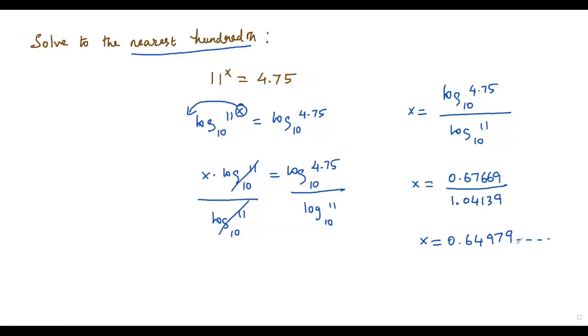But we have to give our answer to the nearest hundredth. When I want to round this value to the nearest hundredth, I have to look at the digit in the thousandth place. This is the tenths place, this is the hundredths place, and this is the thousandths place. The digit at the thousandths place is 9. If the digit at the thousandths place is 5 or greater, I have to add 1 to the hundredths place. So I get 0.6, and when I add 1 to 4, it becomes 5. I can ignore the rest of the digits. So I've rounded this value to the nearest hundredth, and the value of x in the given equation is 0.65.